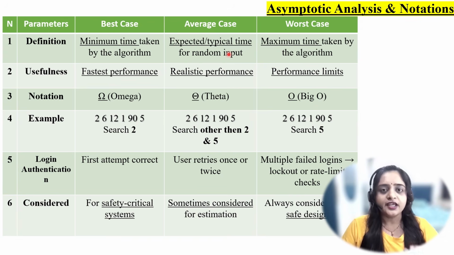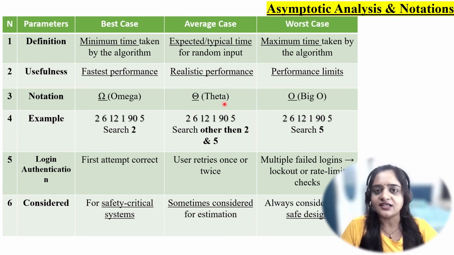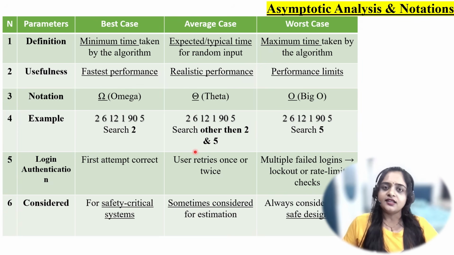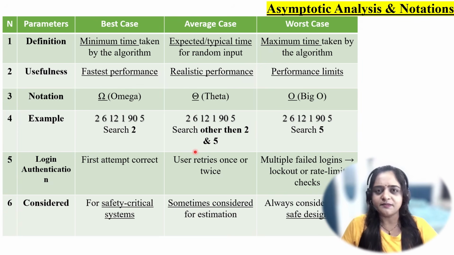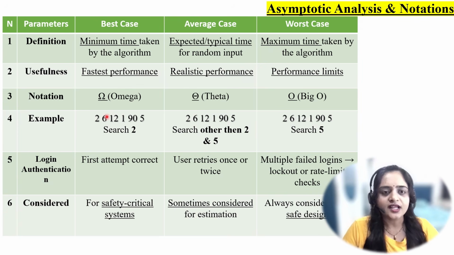Likewise, if your program requires the expected or typical amount of time for execution, that is called the average case. Average case displays the realistic performance and is indicated by the theta notation. So this is called asymptotic analysis and notation. Now let's understand again with a simple example. Suppose there is an array and these elements are stored in the array.